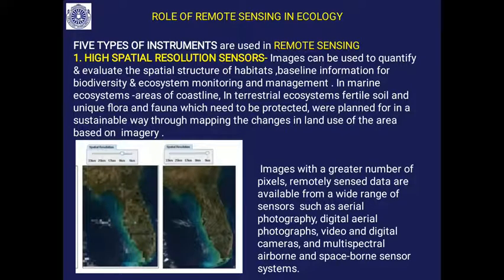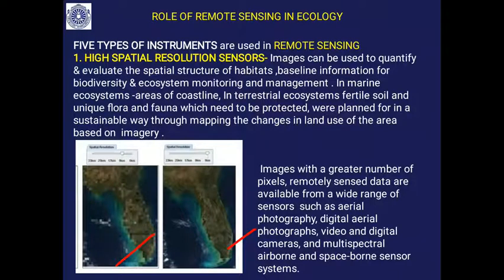So the images here can be used. High spatial resolution images means images with a greater number of pixels. This is a low pixel image, and here you can see the high pixel image. You can see the sharp image. So remotely we are able to take high pixel images.